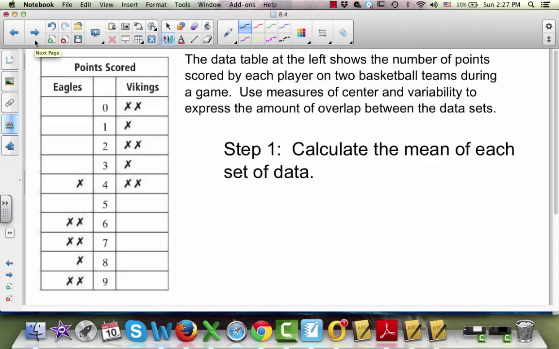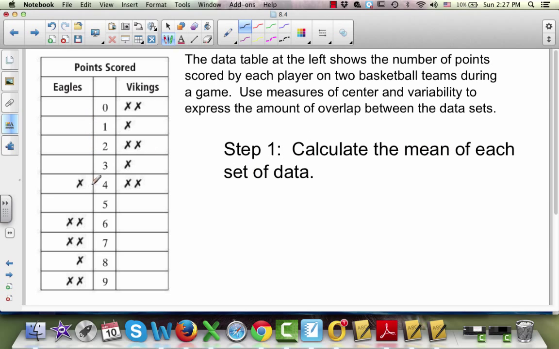The data table at the left shows the number of points scored by each player on two basketball teams during a game. Use the measures of center and variability to express the amount of overlap between the data sets. Now we're going to do what we just talked about doing, so let's concentrate on understanding what is taking place here. So we're going to calculate the mean of each set of data.